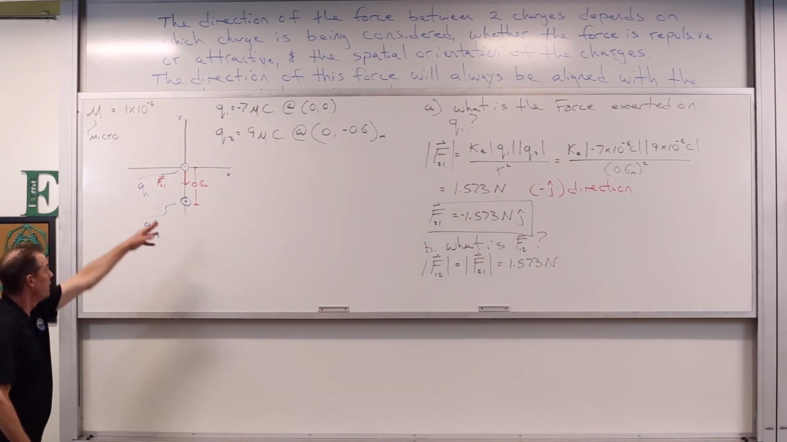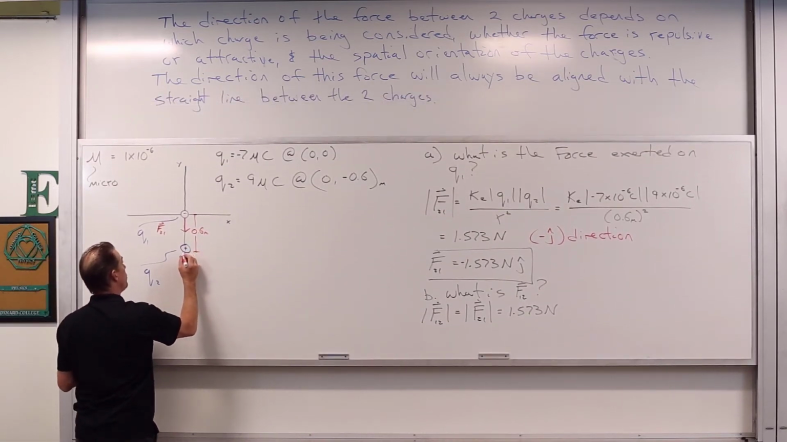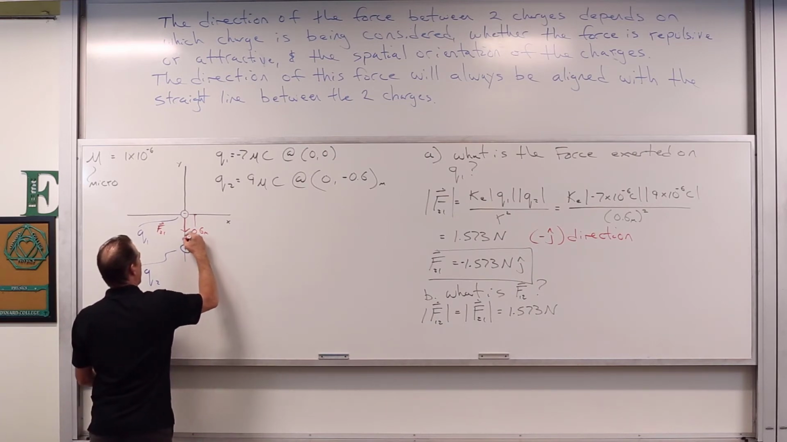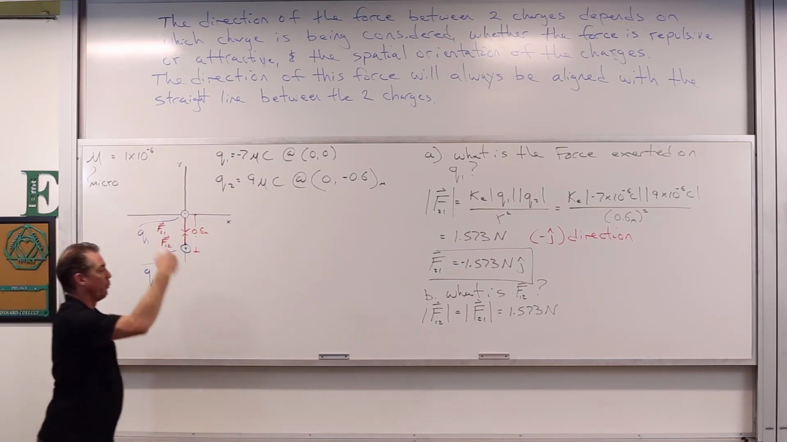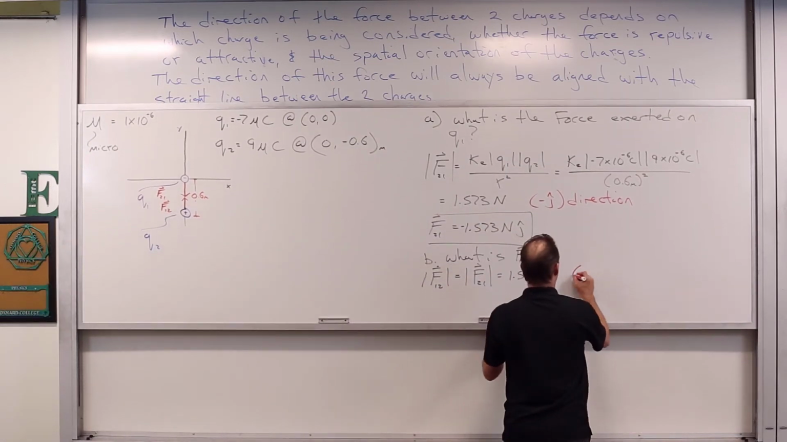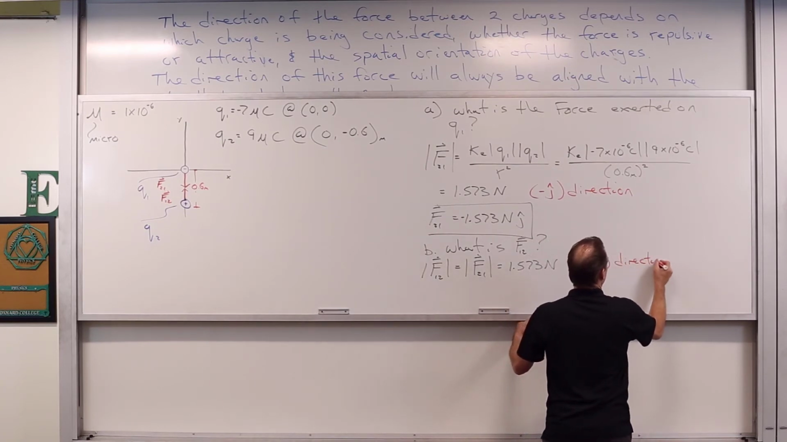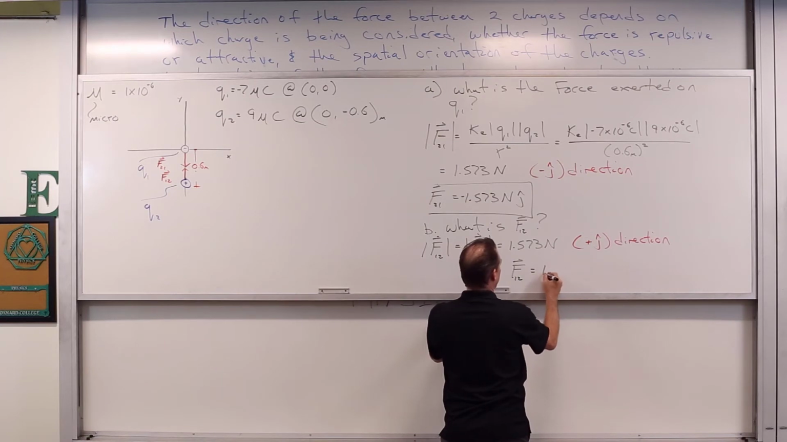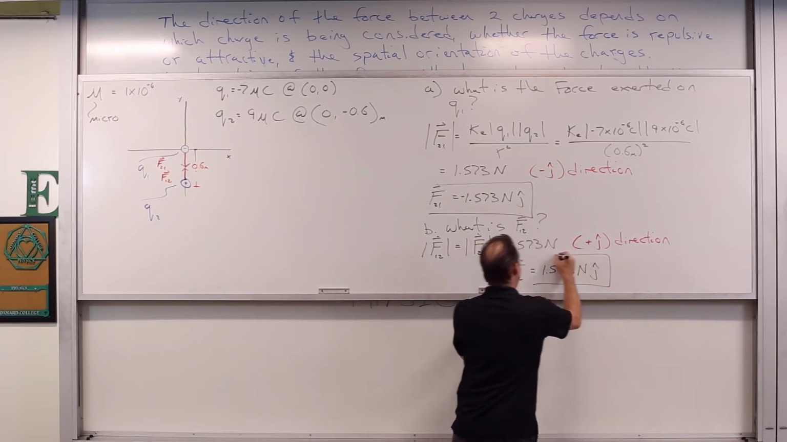What about the direction? We come back over here to say again, this is a repulsive force. Q2 is attracted to Q1, attractive force, and we've got F12 hat like that, straight up, which would be the positive J hat direction. So in the end, we say that F12 hat is equal to 1.573 newtons J hat.